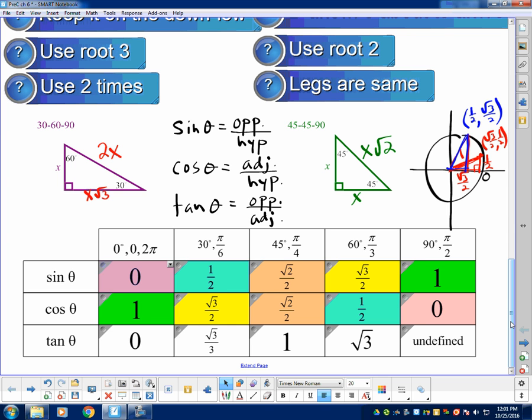You can see all kinds of patterns in the table. That's one way to go about memorizing your sine and cosine of the special angles. Notice it's only the first quadrant. The only thing that changes as you go around is the negatives and positives. Okay. Any questions on that?